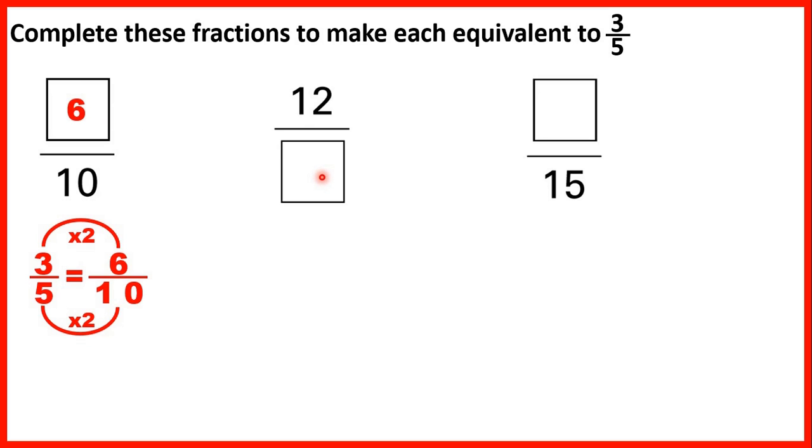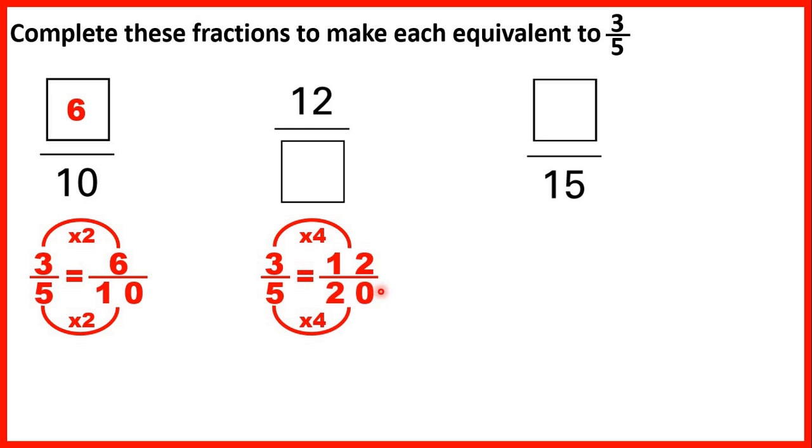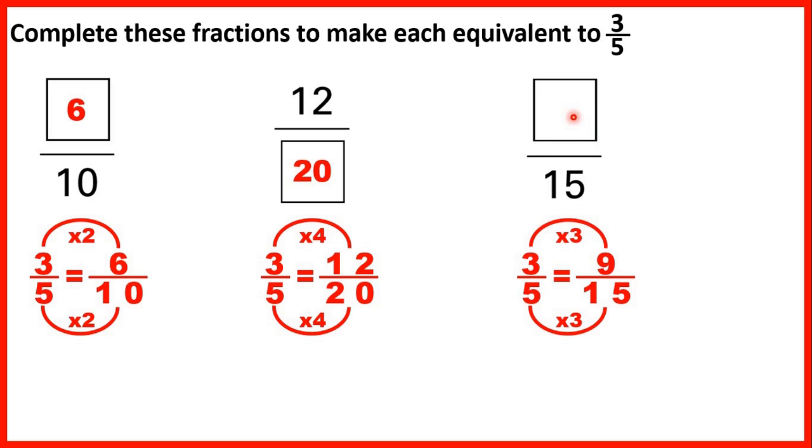Now this time we don't know the denominator, but we do know that the numerator is 12. So we can think 3 times what is 12? Well, 3 times 4 is 12, and this time we need to do the same to the denominator. So multiply the denominator by 4 as well. And 5 times 4 is 20, so that gives us our missing denominator. And now we have a denominator of 15. 5 times 3 is 15, and 3 times 3 is 9. So that's our missing numerator here.